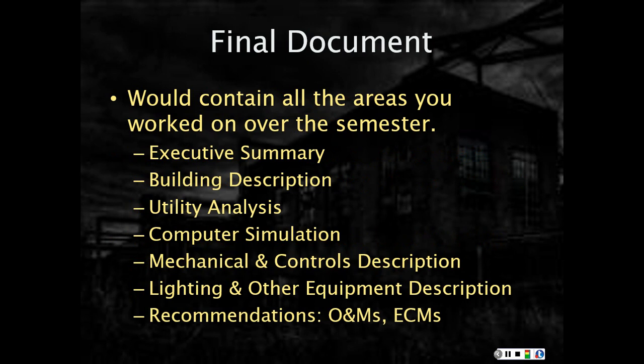Now, the final document would contain all the areas you worked on over the semester. So the general order of the final document, you'd start out with your executive summary. You'd have the building description, followed by the utility analysis, computer simulation, the mechanical and controls description, and lighting and other equipment description. This would be all the data. From building description to lighting would be data.